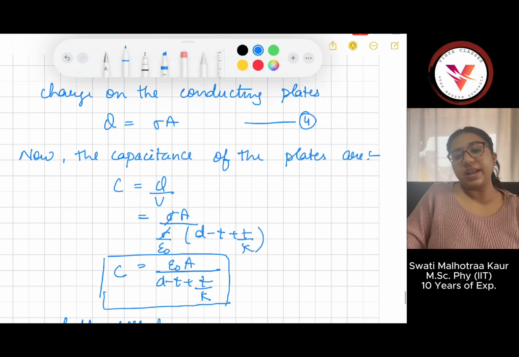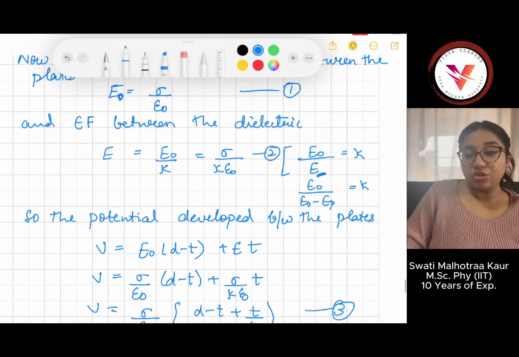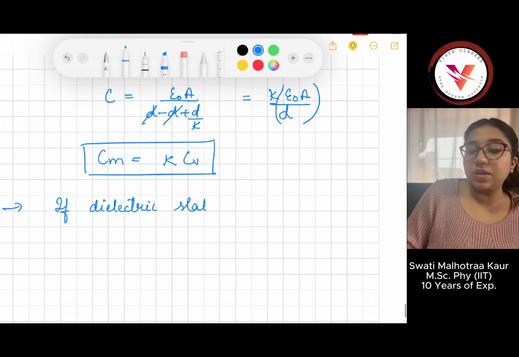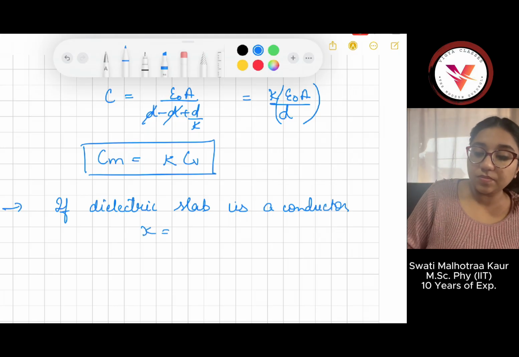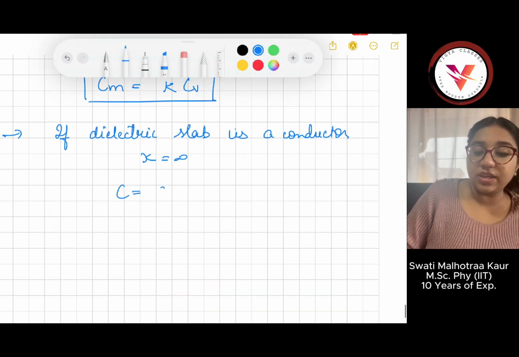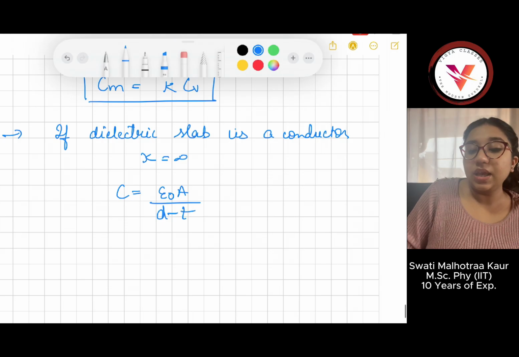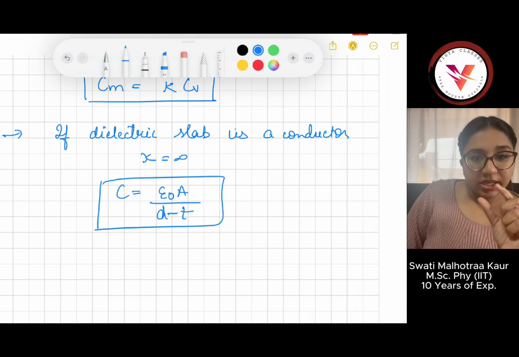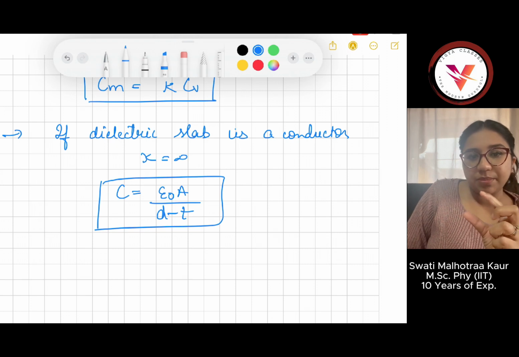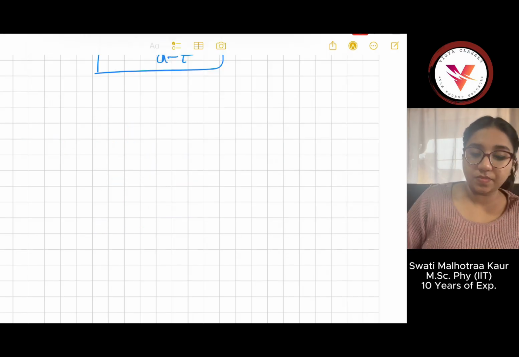Okay, so whatever the dielectric slab is, if the slab is a conductor, then for a conductor kappa is infinity. So this term goes to 0 and your C comes out, very easily, to be epsilon naught A upon d minus t. Basically, you have to remove the space of that conducting slab, or the thickness of that slab, because it offers you nothing. So it becomes epsilon naught A upon d minus t.